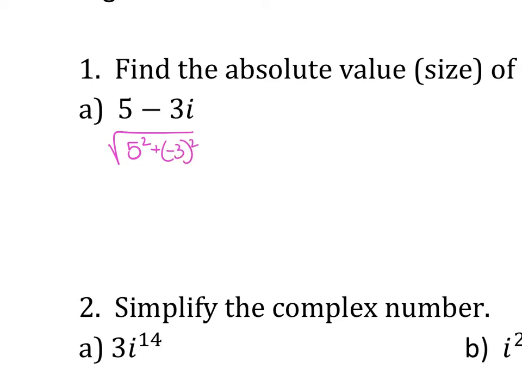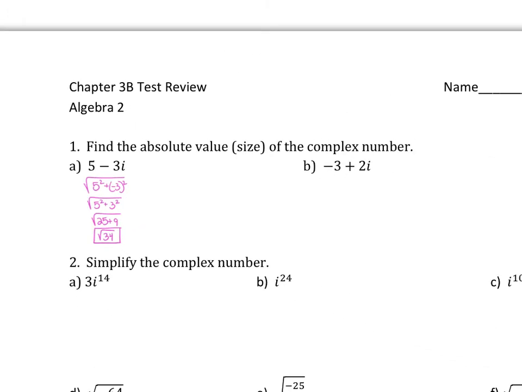And it's fine if you just go right to 5 squared plus 3 squared, because we know negative 3 squared is the same as 3 squared. So we get 25 plus 9, which gives us the square root of 34. And you want to make sure to break that down if possible. For this one, 34 is 2 times 17, so you can't break it down. So it's radical 34.